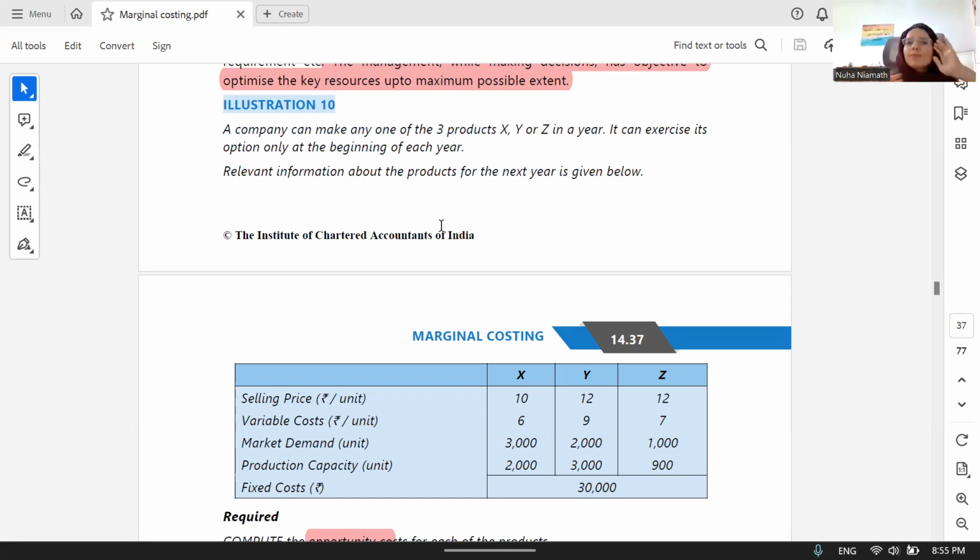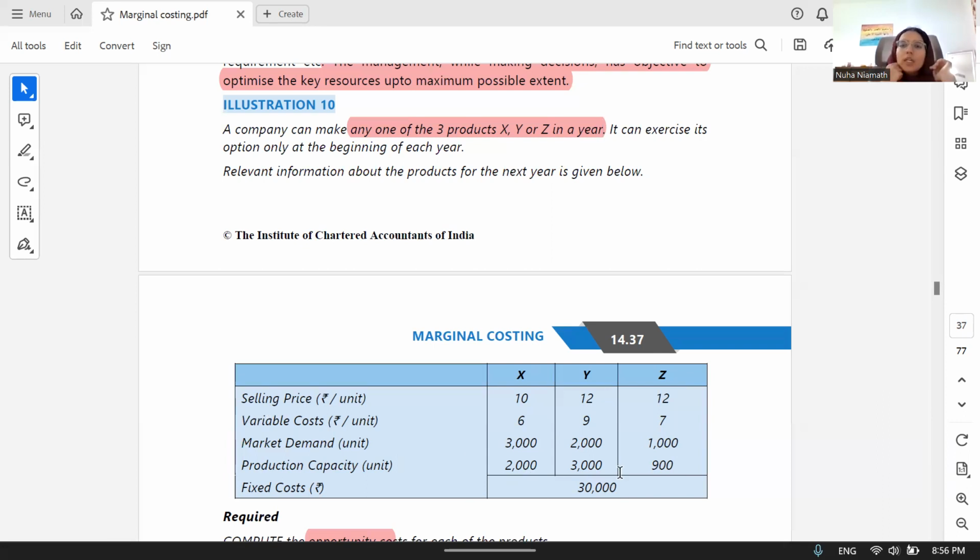Now, if you read this question, a company can make any one of the three products X, Y, and Z in a year. It can exercise its option only at the beginning of each year. Relevant information about the products for the next year is given below. X, Y, and Z: selling price is 10 rupees, 12 rupees, 12 rupees. Variable cost is 6 rupees, 9 rupees, 7 rupees. Market demand 3000 units, 2000 units, 1000 units. Production capacity 2000 units, 3000 units, 9. And fixed cost is 30,000.